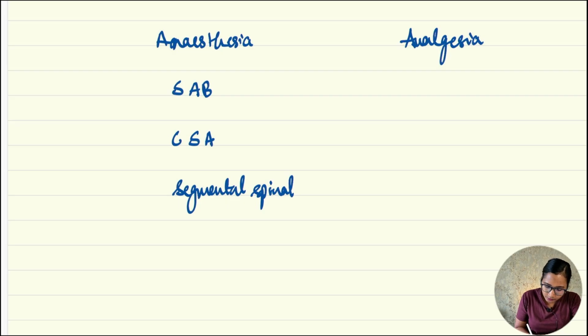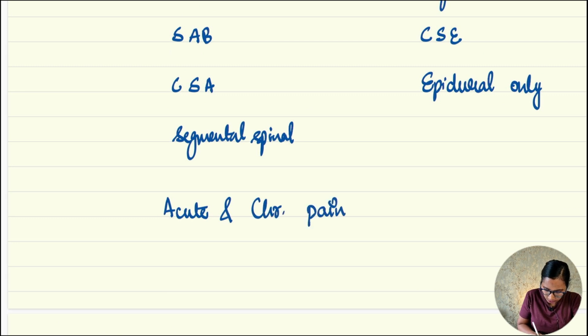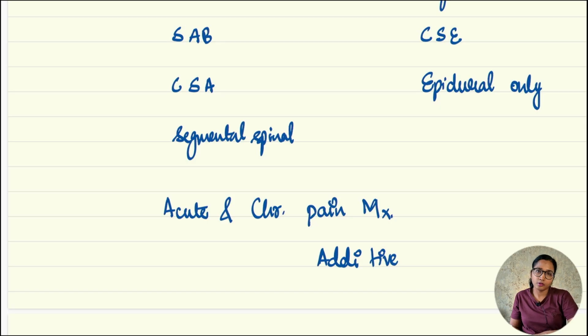In analgesia, we can use combined spinal epidural. Then we can give epidural only. Then we can use neuraxial blockade for acute and chronic pain management, and then we can give additives to increase the duration of action of the local anesthetic.